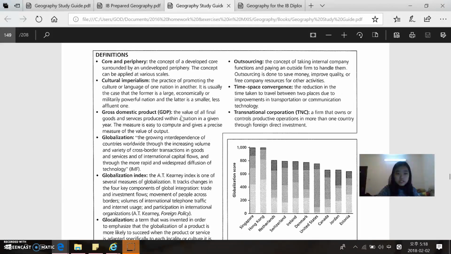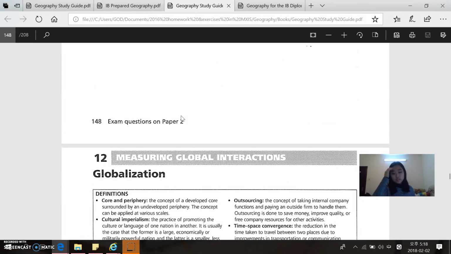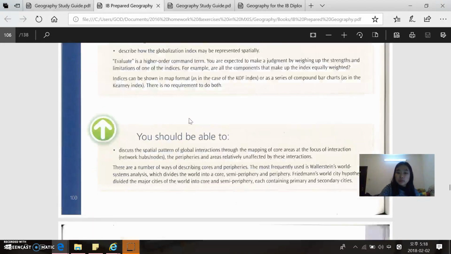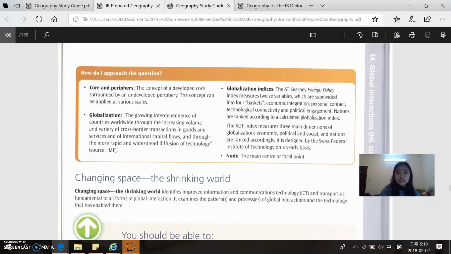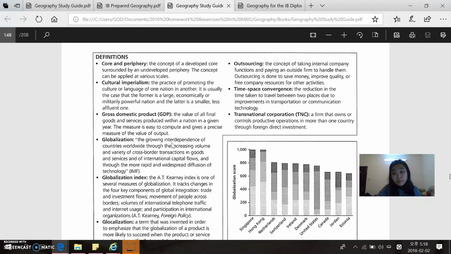Okay, so now we're going to go over here. This book is really useful. It's from the Geography study guide. It's a study guide, like a shortened version of the Oxford book. Try to get this. So anyway, we're going to use this right now. So we already know these are the things that we have to know about. And here, for globalization indices, we have to memorize one of them, right?